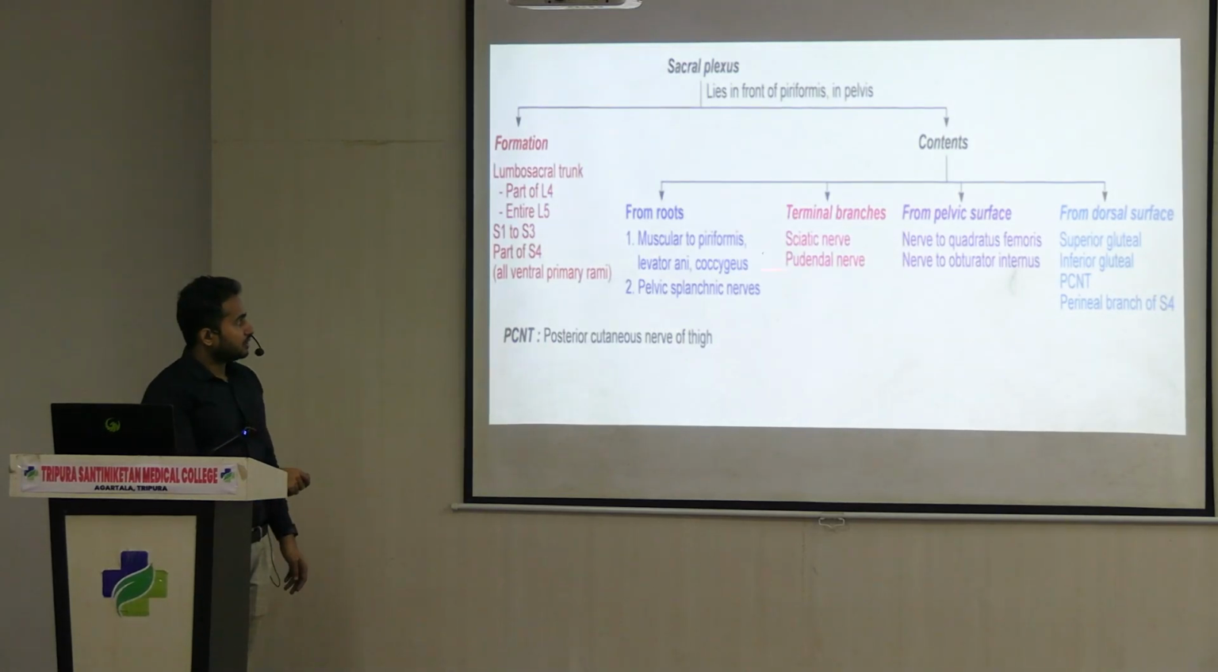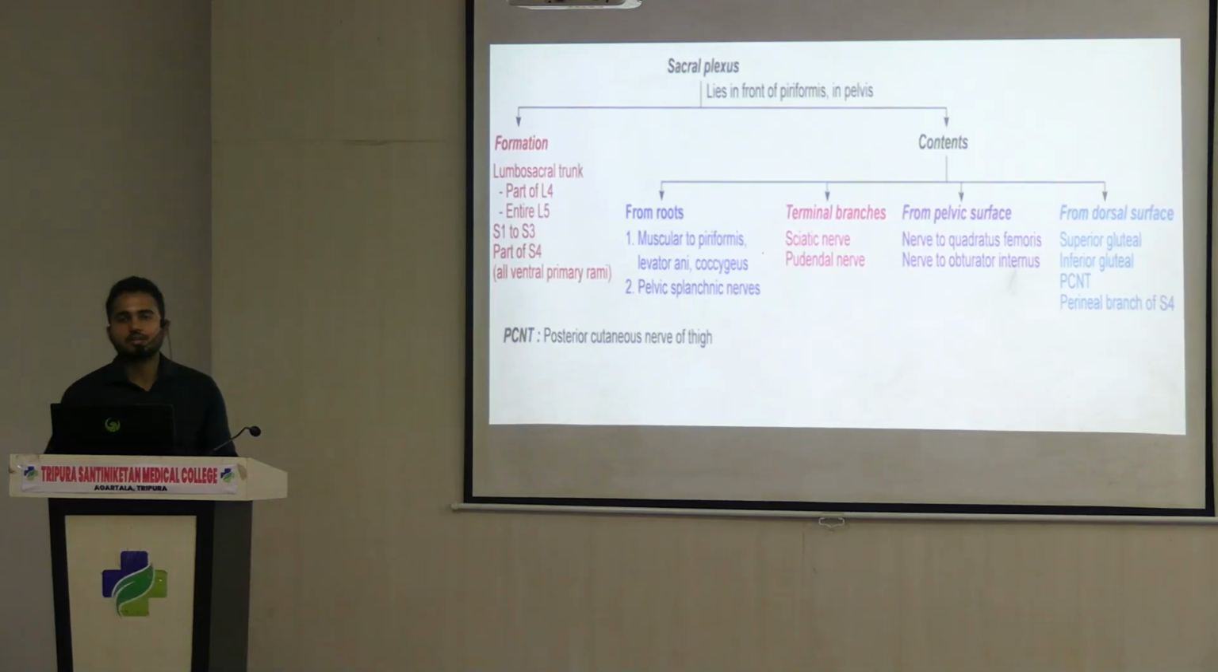So this is the overview of the sacral plexus. Here you can see the formation, how it is forming. Then in the contents, from the roots, the branches, the terminal branches from the pelvic surface and from the dorsal surface. This is what you have to know from the sacral plexus.